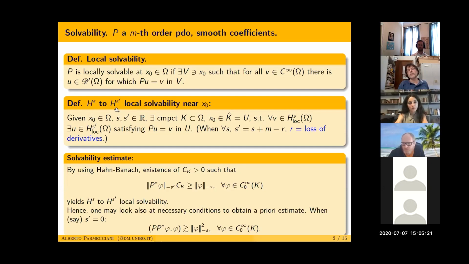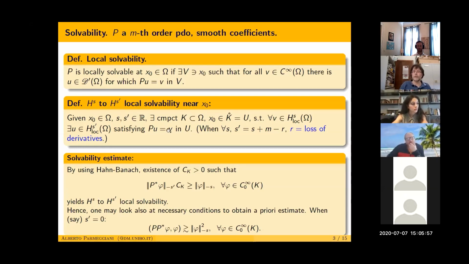It's HS to HS prime local solvability near X naught. This means that given a point X naught in omega, and given S and S prime real numbers, we may find a compact neighborhood of X naught such that given any function in HS loc omega, we may find a distribution in HS prime loc omega satisfying the equation over U. If we are able to do this for any given S, and S prime has this form, S plus M minus R, then R would be called the loss of derivatives.